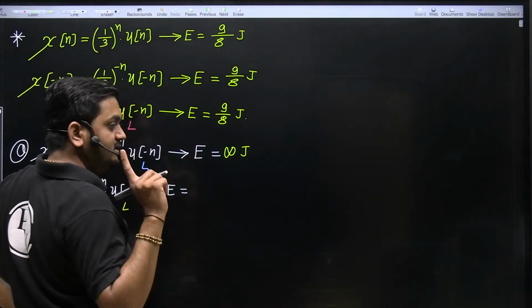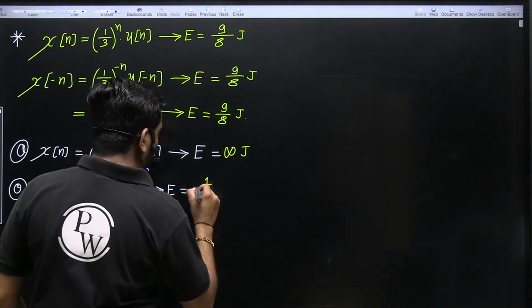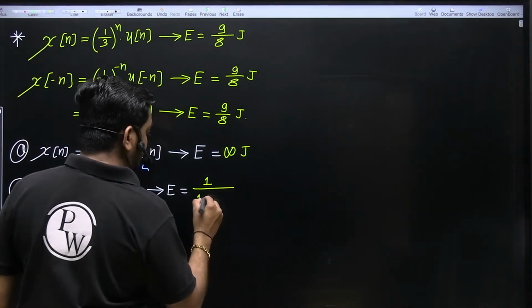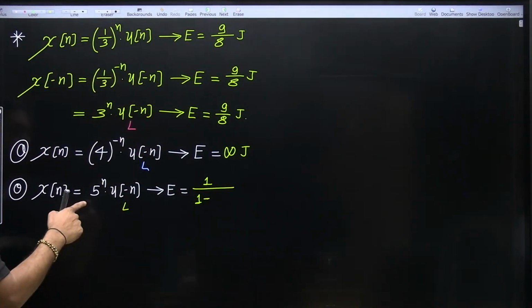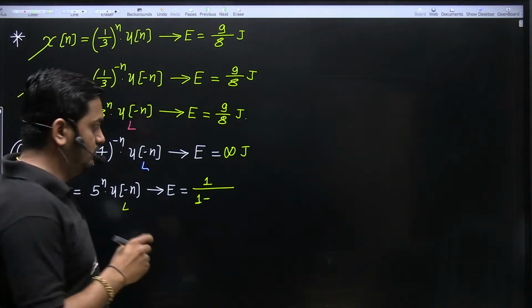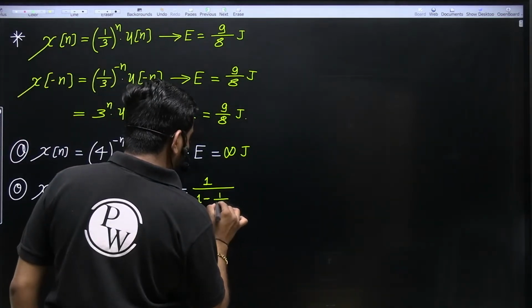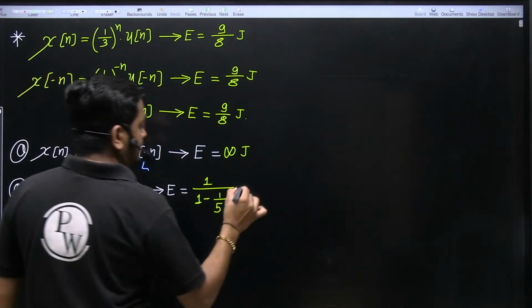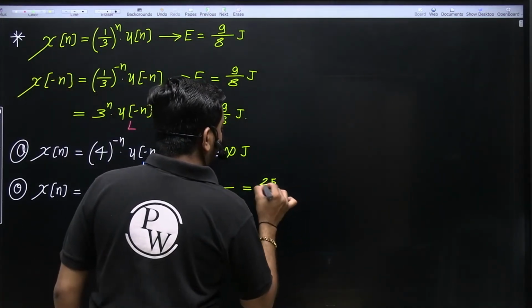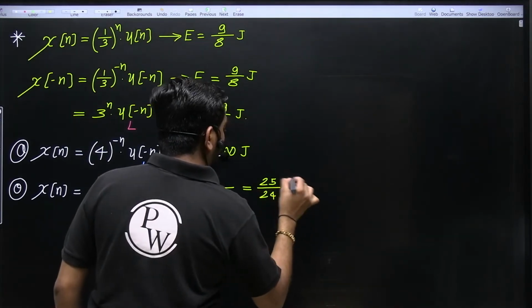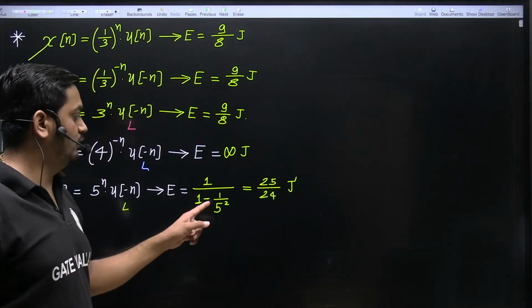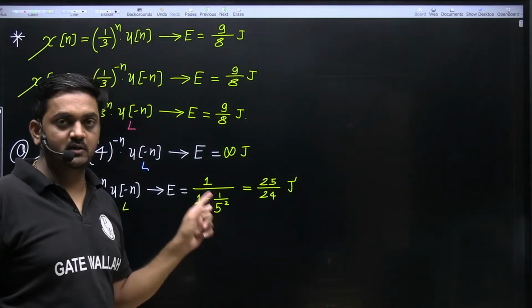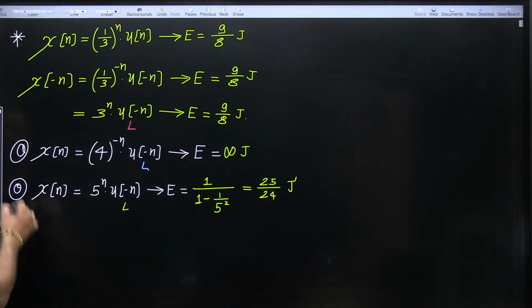So alpha is always less than 1. The formula remains the same: 1 upon 1 minus alpha square. You cannot say alpha equal to 5 here. Alpha is always less than 1. So 1 upon 1 minus alpha square, alpha equal to 1 by 5. So the answer is 25 divided by 24 joule. If you take alpha equal to 5, then 1 minus 5 square, you will get negative energy. That is not possible. So that's why you have to consider 1 by 5.